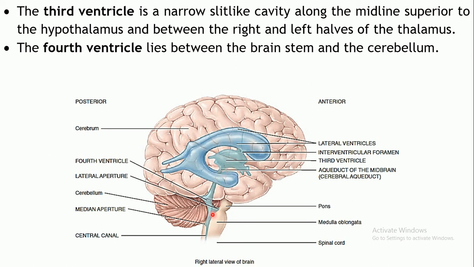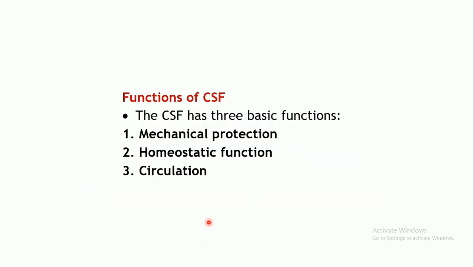Apart from this, there is one more ventricle called the fourth ventricle, which lies in between the brainstem and the cerebellum. That's the cerebellum, that's the brainstem, right? Pons, medulla oblongata. So in between these two structures lies the fourth ventricle.